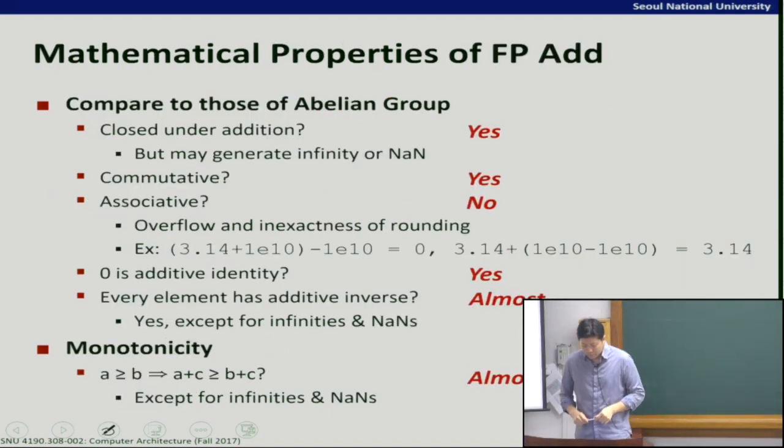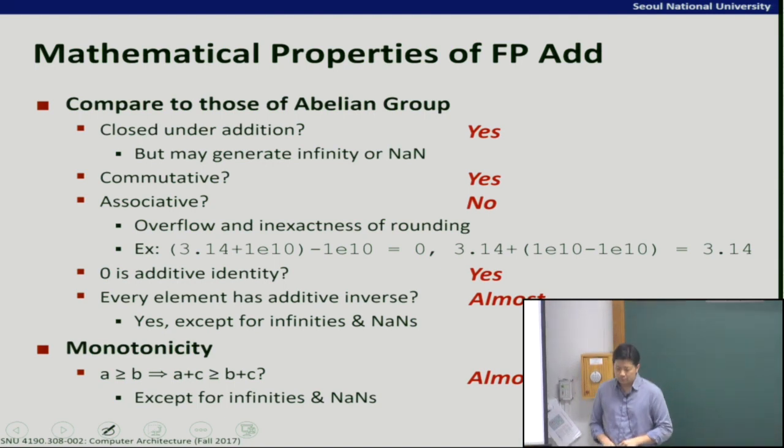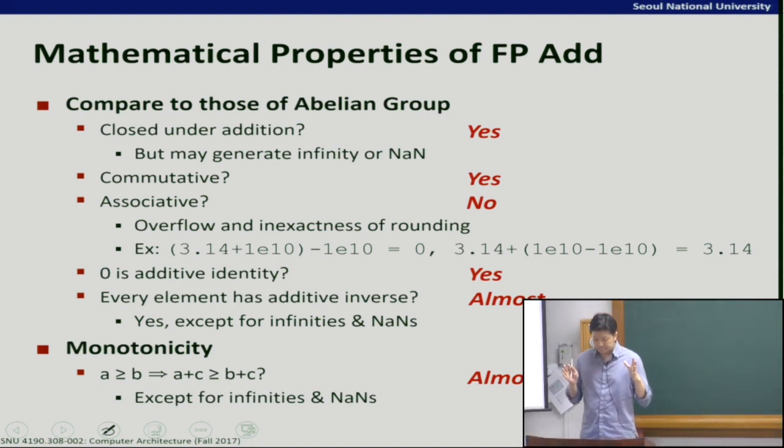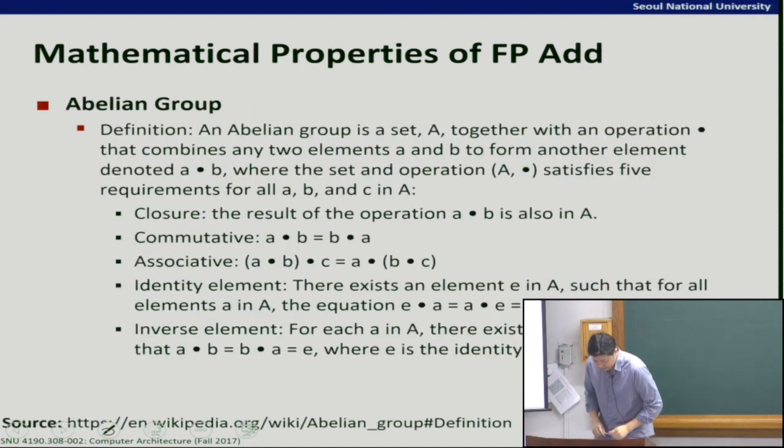So let's think about mathematical properties of floating point add first. How does this floating point add compare to an abelian group? I don't know how many of you know the definition of an abelian group. This one is an extra slide. By the way, for those who are not familiar with abelian group, this is the definition.